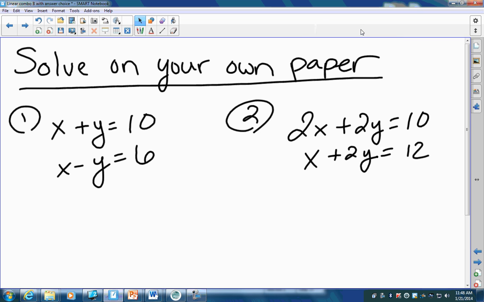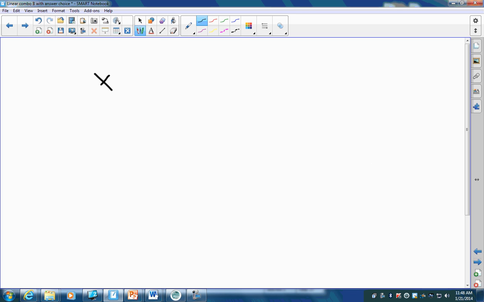All right, on your papers, what you should have looked at. When you're looking at the first problem, this is what we did in day one. We have x plus y equals 10. Sorry, let me see what the other one was. x minus y equals 6.